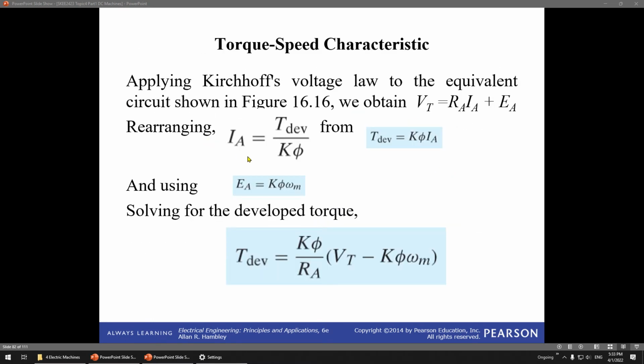We rearrange it: IA equals T developed divided by K flux, since T developed equals K flux IA, and using EA equals K flux WM, we solve for the developed torque. So T developed equals K flux divided by RA times Vt minus K flux WM. This is an important equation, the relationship between torque and speed.